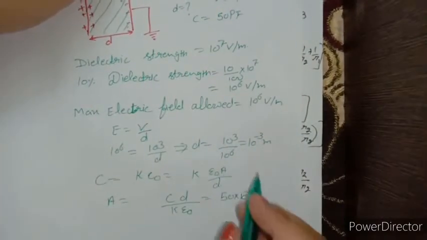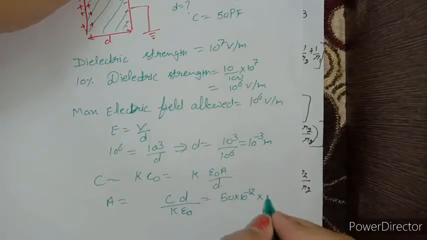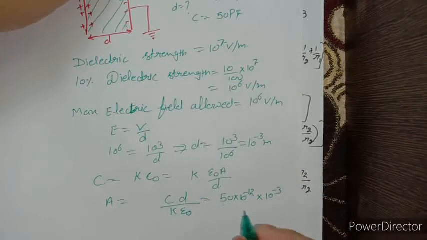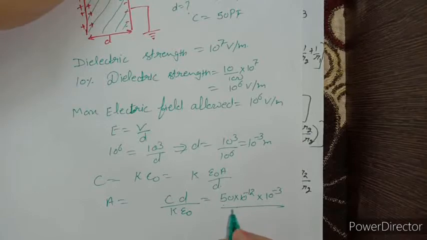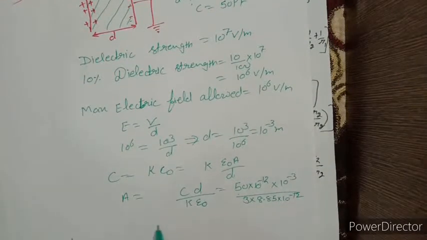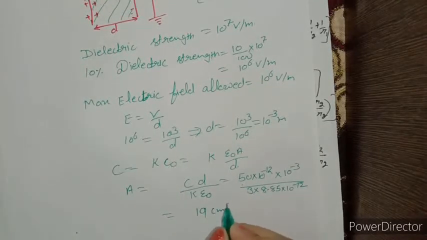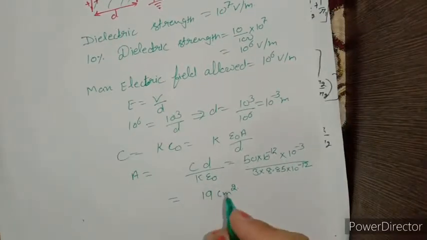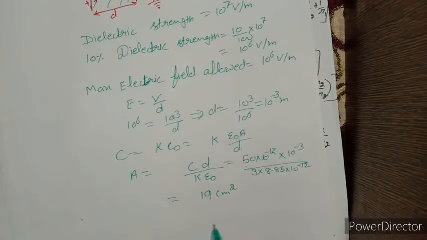We know that D equal to 10 raised to power minus 3, and divided by K. K is also given, 3, and epsilon naught we know is 8.85 into 10 raised to power minus 12. And then when we solve it, we have the value 19 centimeter square. So this is the area of the cross section which we find out of this capacitor. So this is question number 33.